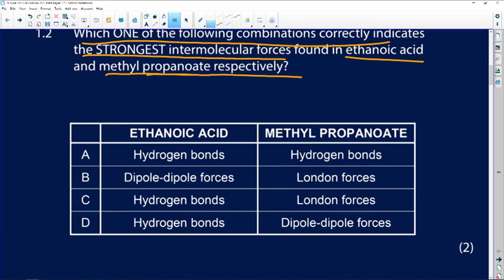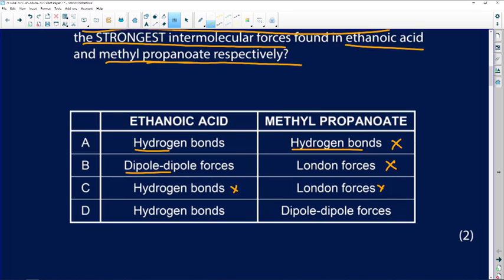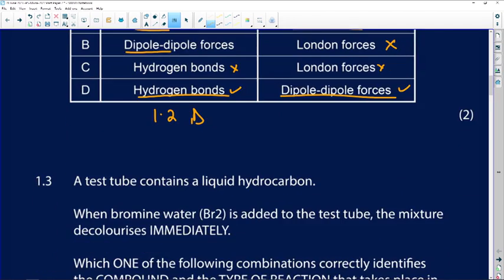If we look at A, it says hydrogen bond, it cannot be correct. B says dipole, London forces, cannot be correct. C says hydrogen bond and London forces, it cannot be correct. But D says hydrogen bond and dipole. So for 1.2, our answer will be D, because ethanoic acid consists of hydrogen bonds, and then methyl propanoate consists of dipole forces. Let's move to 1.3.